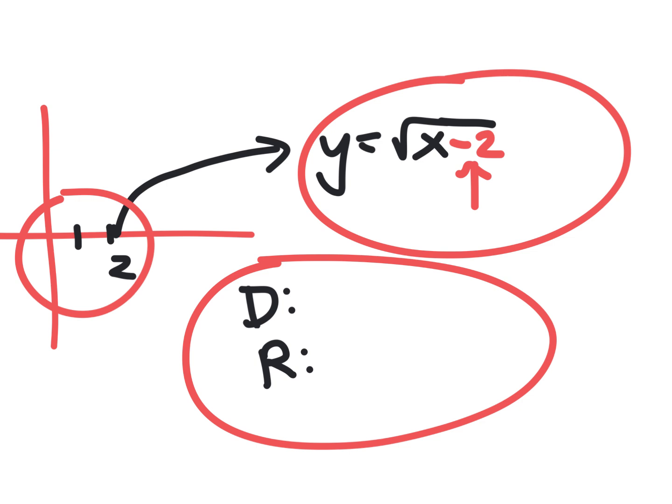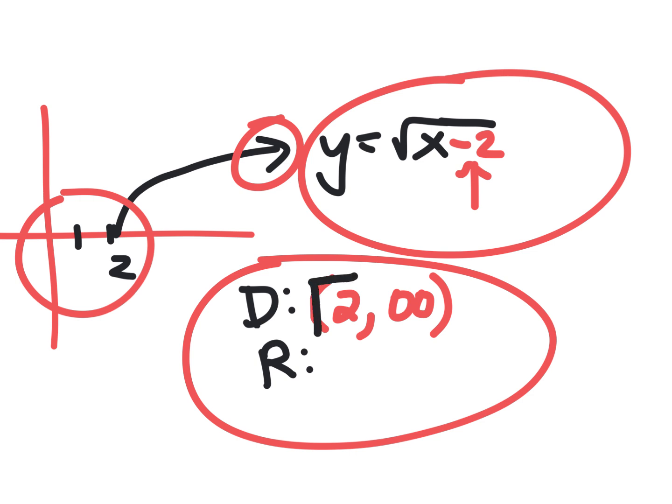All right. Next thing is the domain is left to right. How far to the left did this go? 2. How far to the right? It's never going to stop, so infinity. And there's one thing wrong with what I just wrote. Sydney Ross, what's wrong with what I just wrote? Should be a bracket on that 2 because it touches 2. Very good.